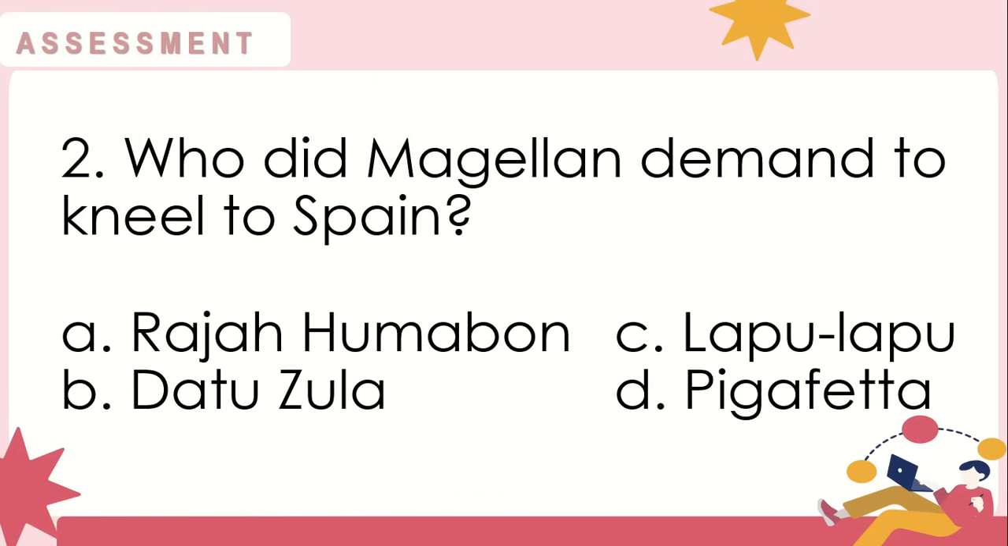Number 2. Who did Magellan demand to kneel to Spain? A. Raha Humabon. B. Datu Zula. C. Lapu-Lapu. D. Pigafetta.